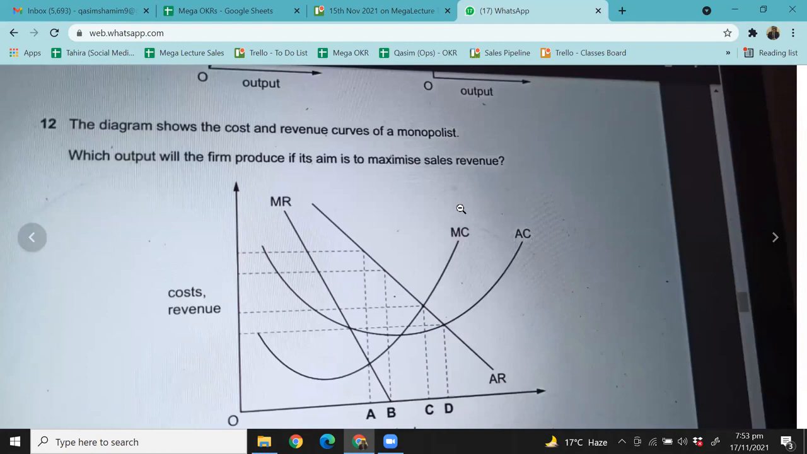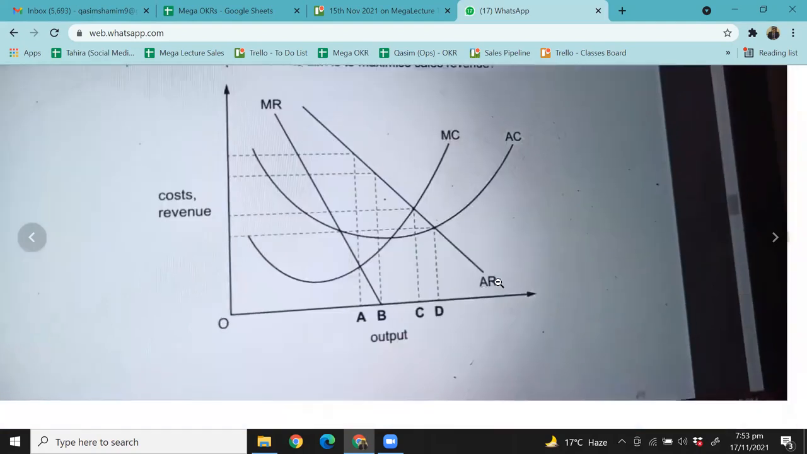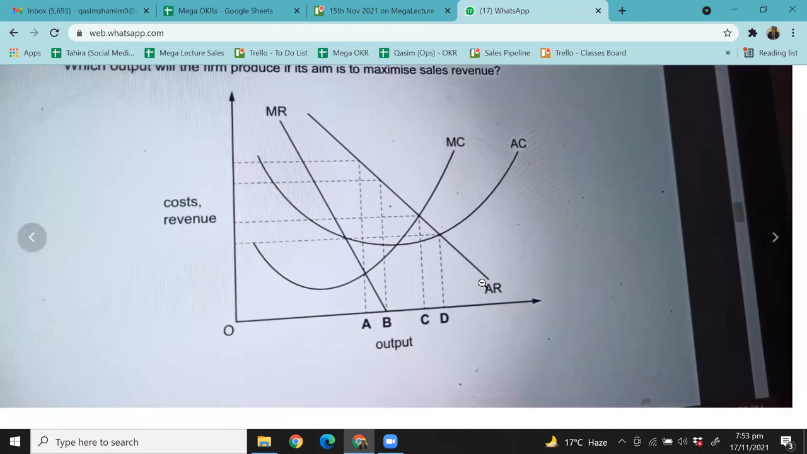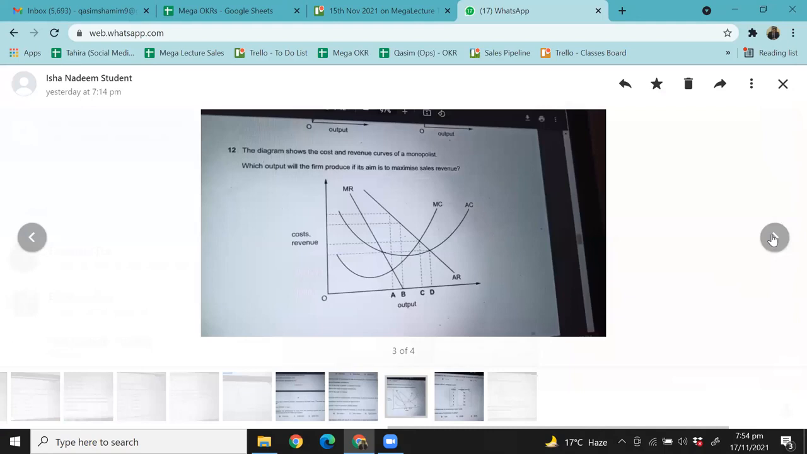But if the question had asked at what point the total quantity sold is maximized, that is where the demand curve touches the x-axis. What is the demand curve out of all these? AR. Average revenue is basically the demand curve. So when the demand curve touches the x-axis, your total quantity is maximized. But otherwise, to answer your question, total revenue and sales revenue are the same things. Confusion? Isha, is this clear?